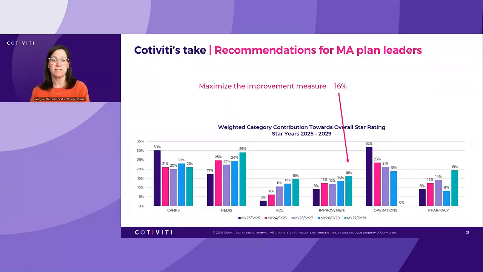And finally, one last takeaway is to maximize the improvement measures. If CMS's proposals are codified, the improvement measures will comprise 16% of the star ratings pie. That's 16% that you can double dip on simply by hitting those rates to trigger improvement. Not any additional or extra work, you can maximize 16% of your star rating.